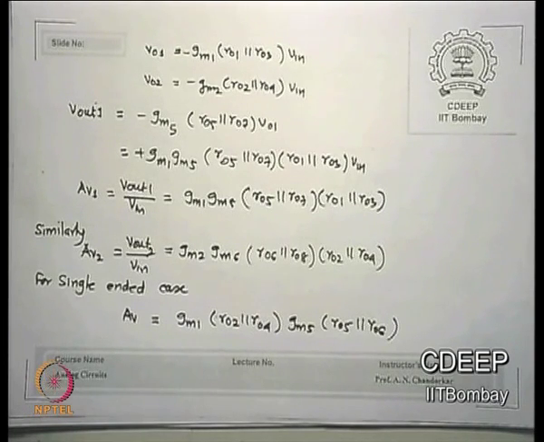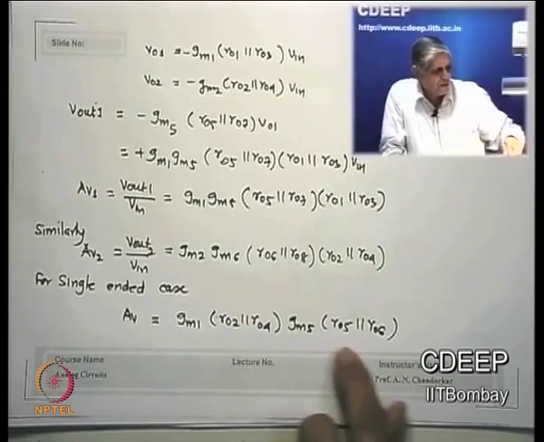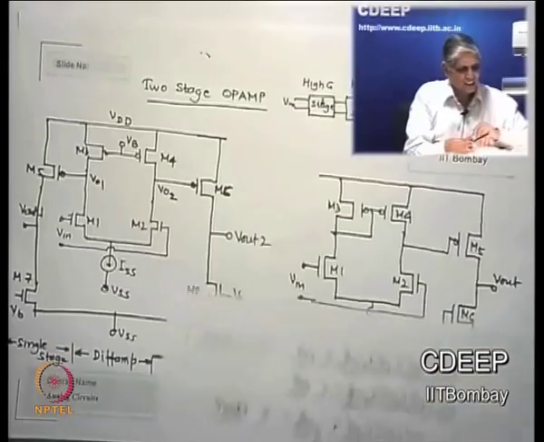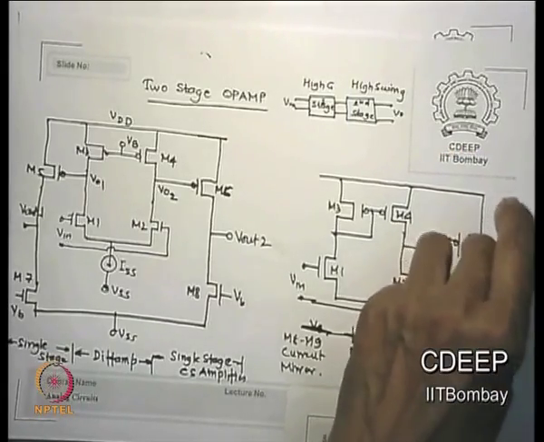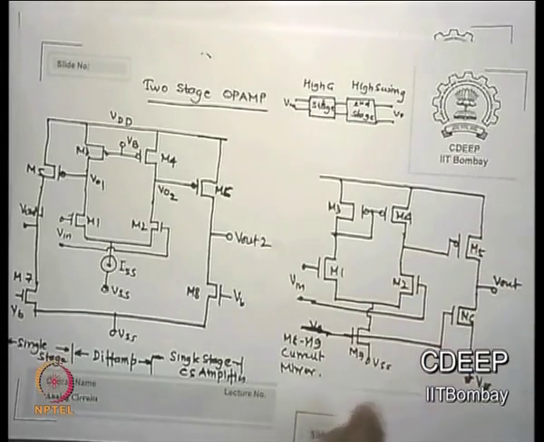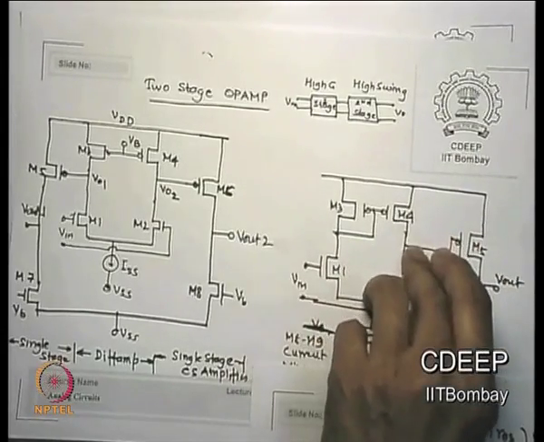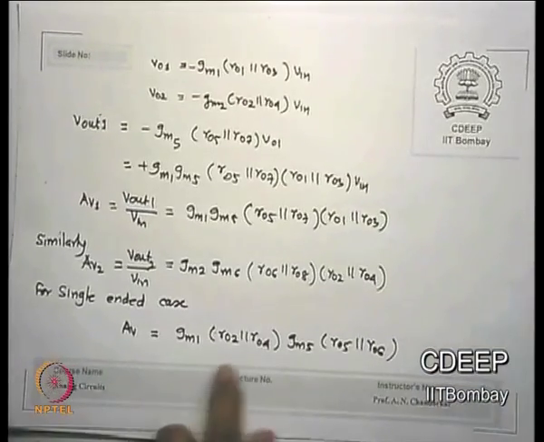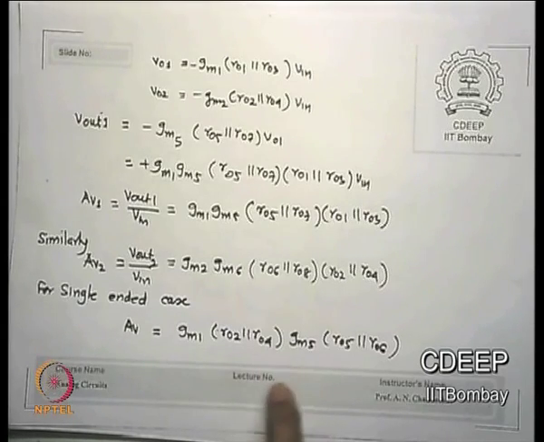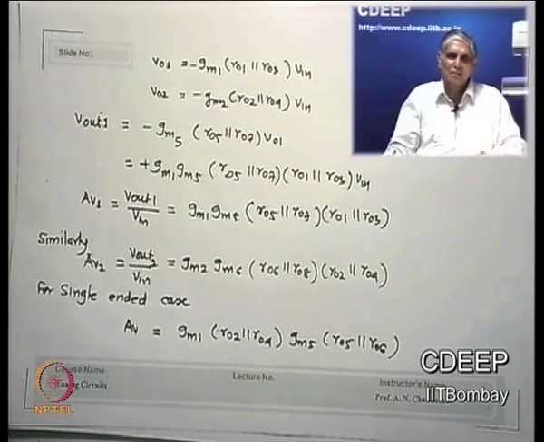In the case of single ended, what will change? Nothing much will change. GM5, just look at this, the output will be GM5 times the parallel combination of RO5 and RO6, into whatever output is coming here, which is nothing but the same as what we did earlier, GM1 into RO2 parallel RO4 into GM2 RO. It is still the same, the only thing is it is single ended on the one side. And what is the advantage there?